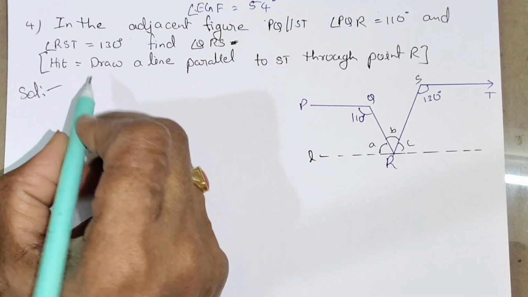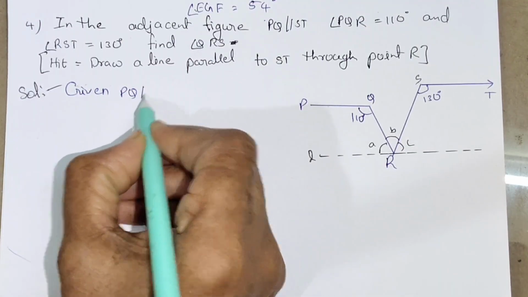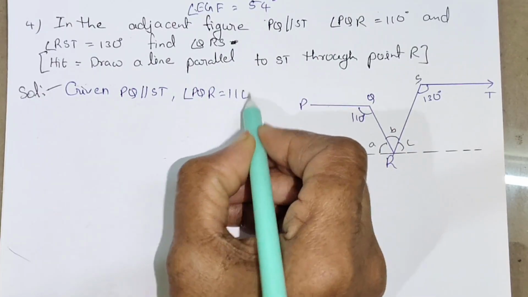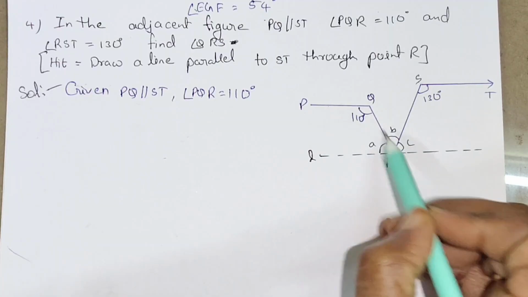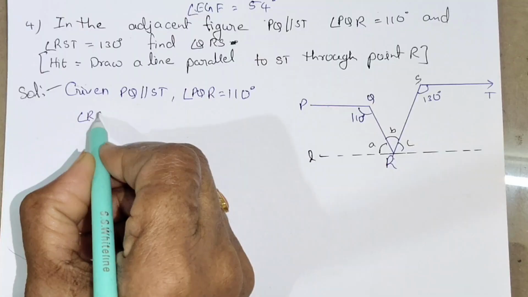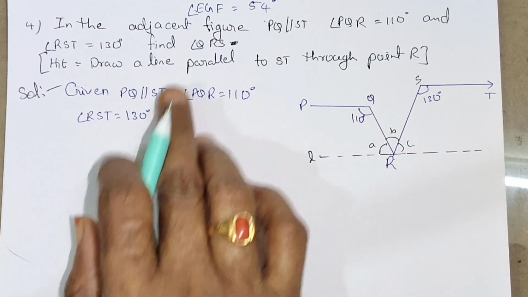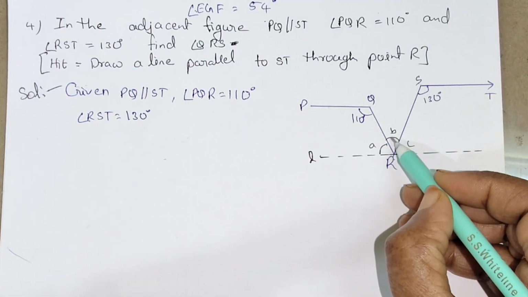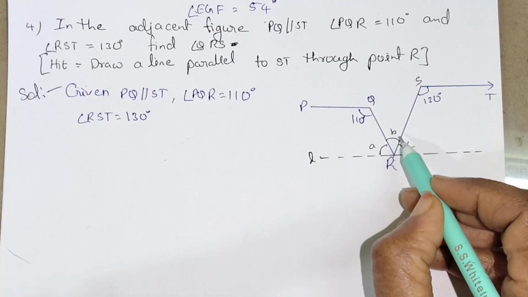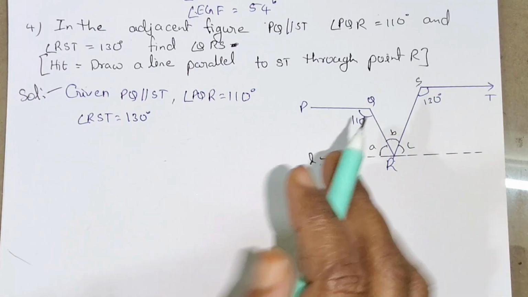First we write the given data. Given PQ is parallel to ST, angle PQR is equal to 110 degrees, and RST equals 130 degrees. Here two angles are given. We find QRS, which is the B value. So first we draw the line L. PQ and L are parallel.